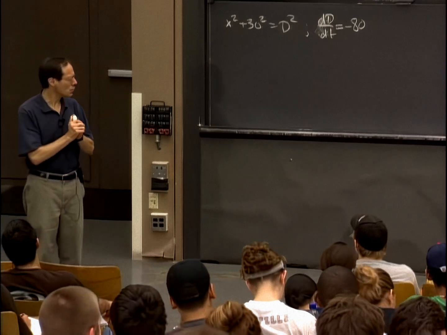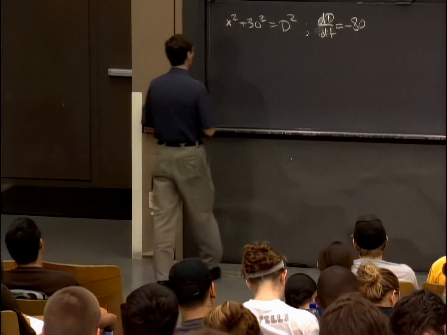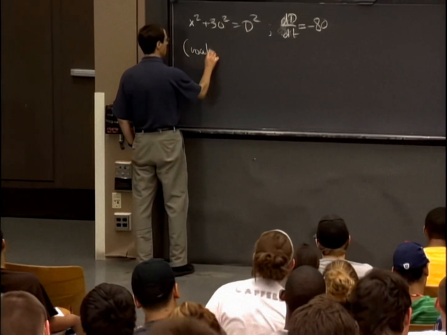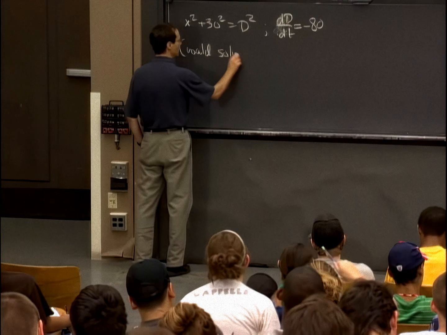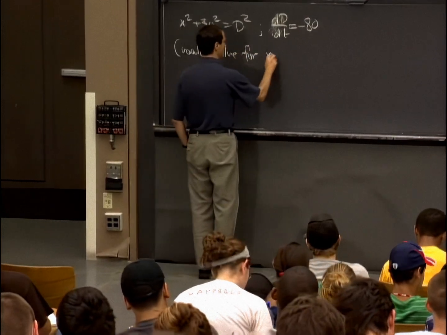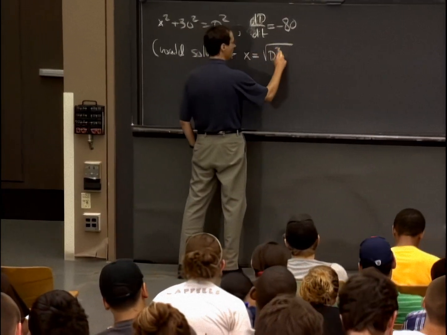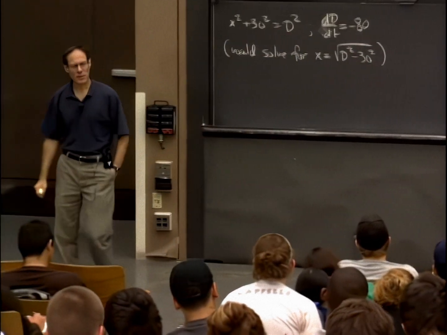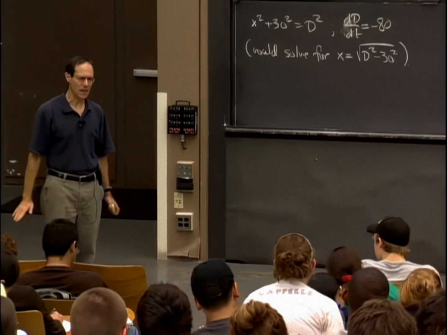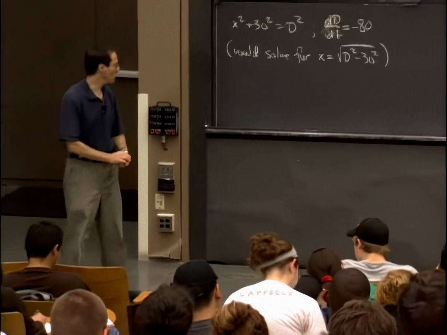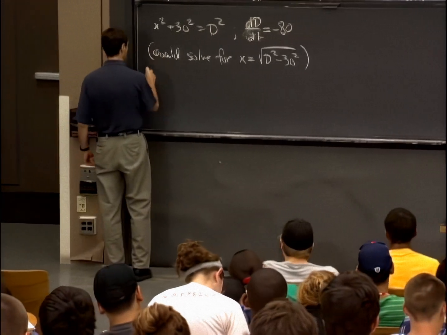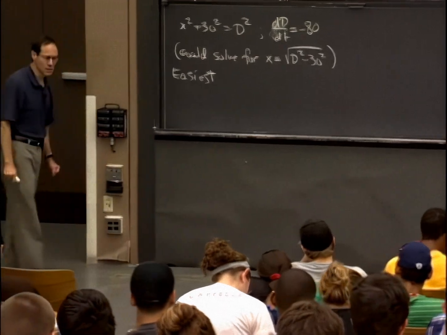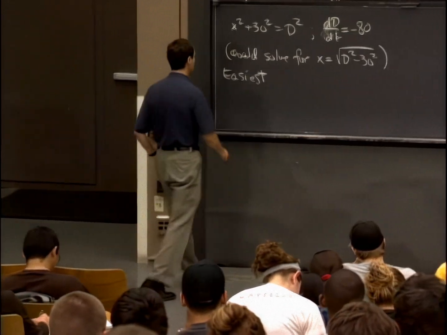Now, the idea here is relatively straightforward. We just want to use differentiation. Now, you could solve for x. x is the square root of d squared minus 30 squared. That's one possibility. But this is basically a waste of your time. So it's easiest to follow this method of implicit differentiation, which I want to encourage you to get used to.